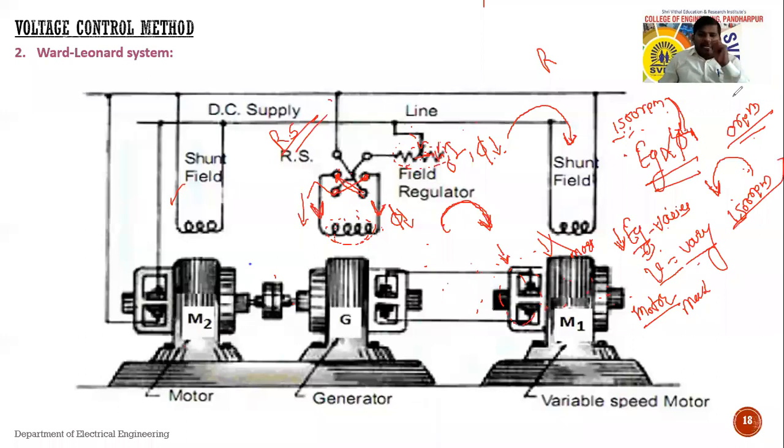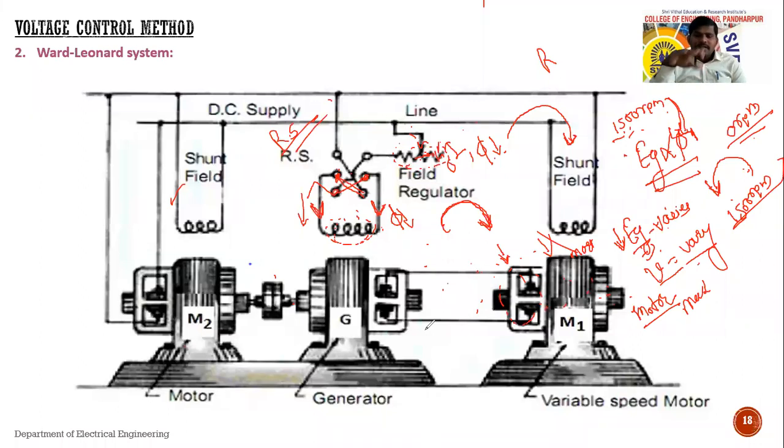At 1500 revolutions per minute it runs in the opposite direction. It runs in the opposite direction when we apply the reversing switch. So we are able to achieve the speed from 0 to maximum value in one direction, and also from 0 to maximum in the other direction.